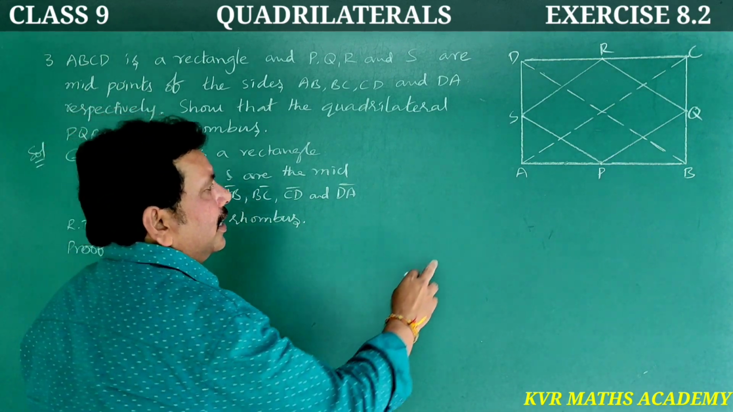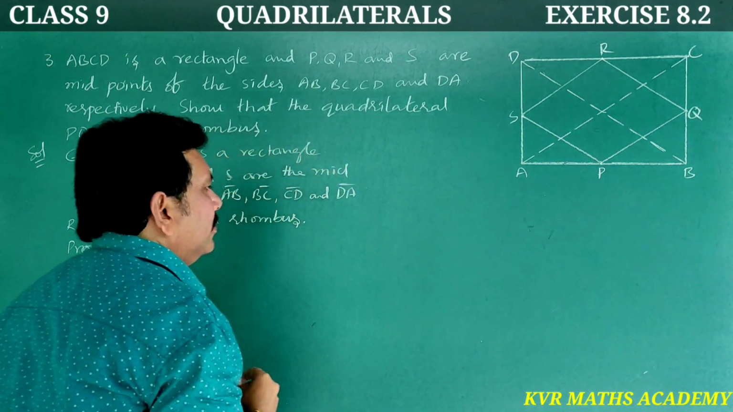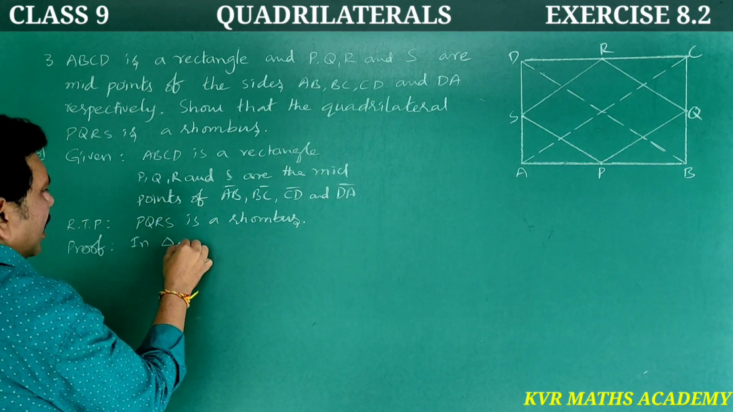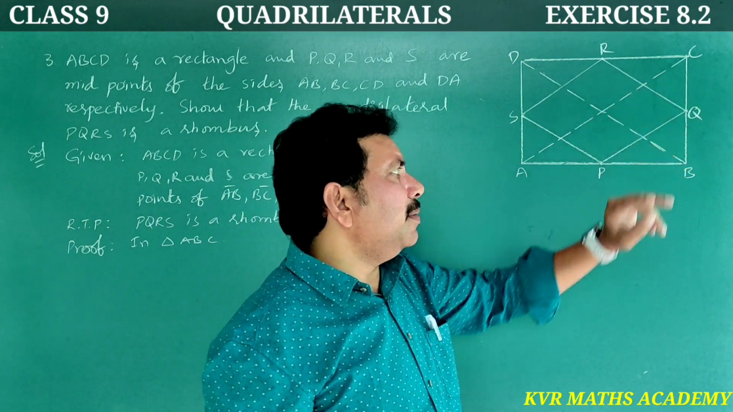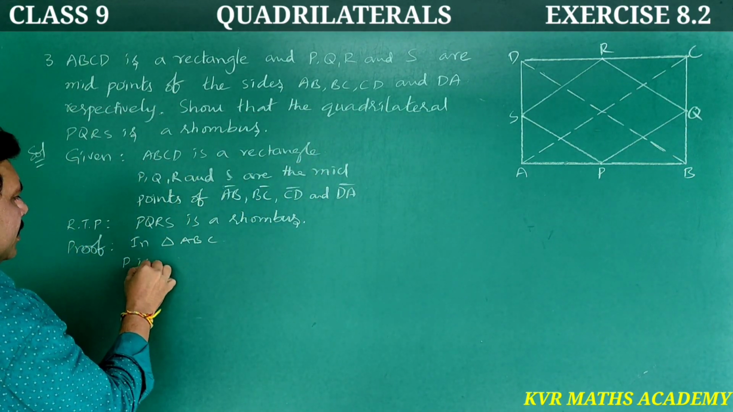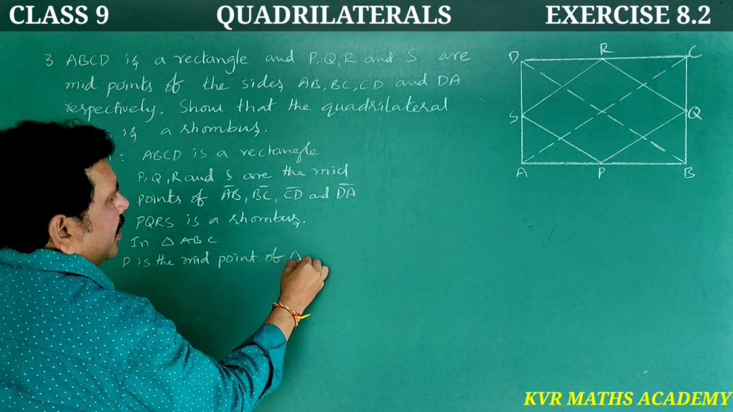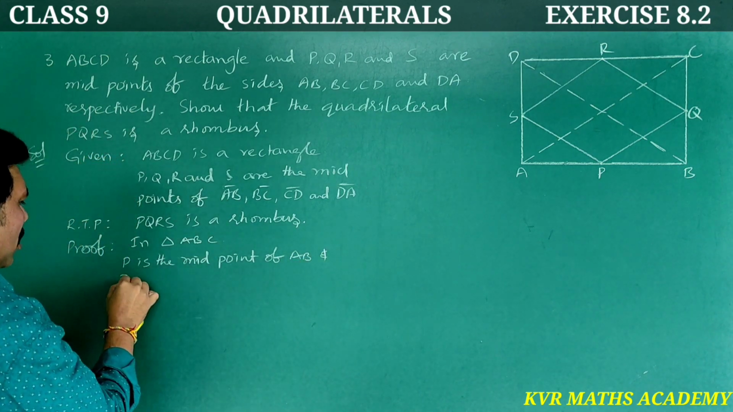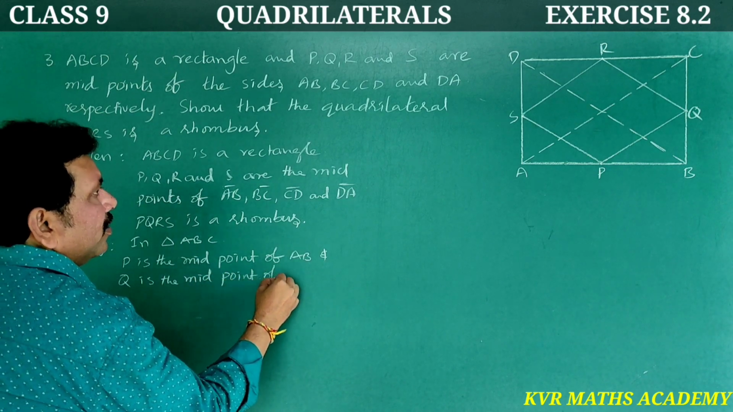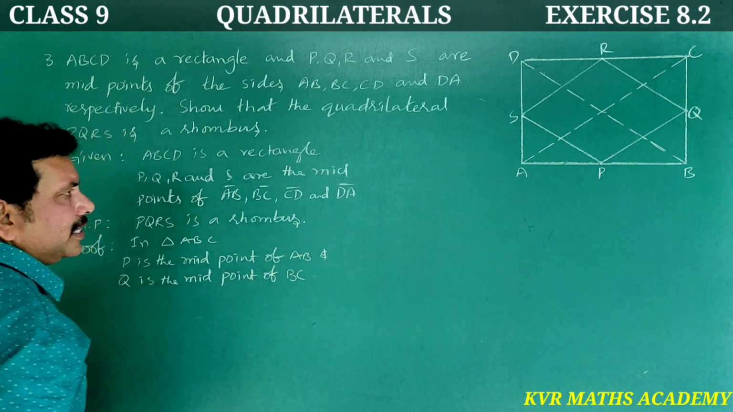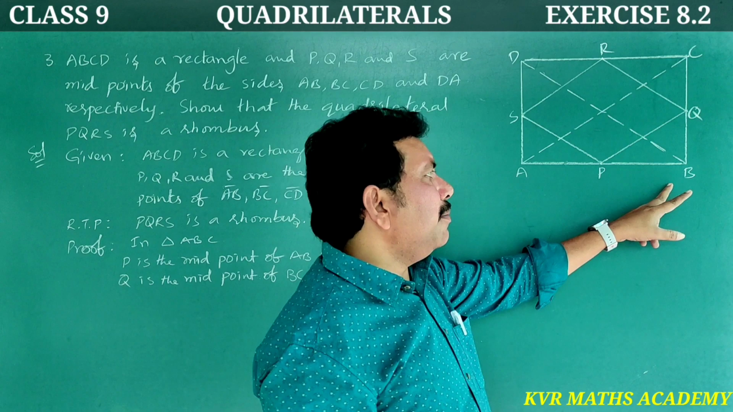ఎస్ ఫస్ట్ కన్సిడర్ triangle ABC, after that triangle ADC. In triangle ABC, P is the midpoint of AB and Q is the midpoint of BC, right? Yes, here P and Q are the midpoints of AB and BC కదా.